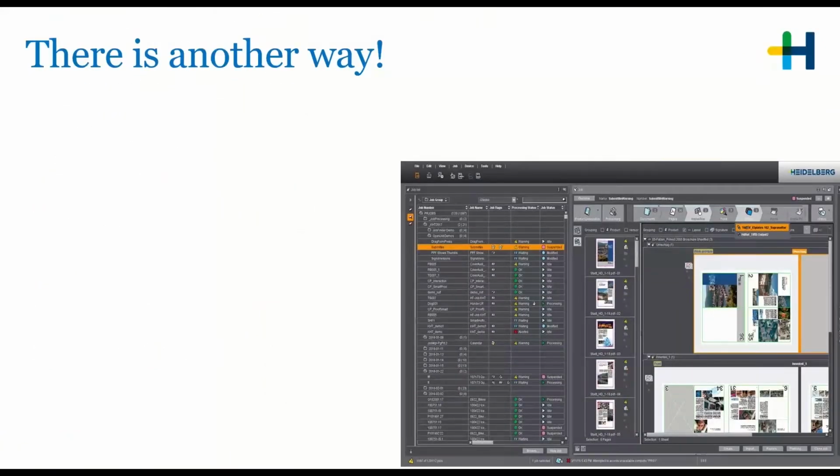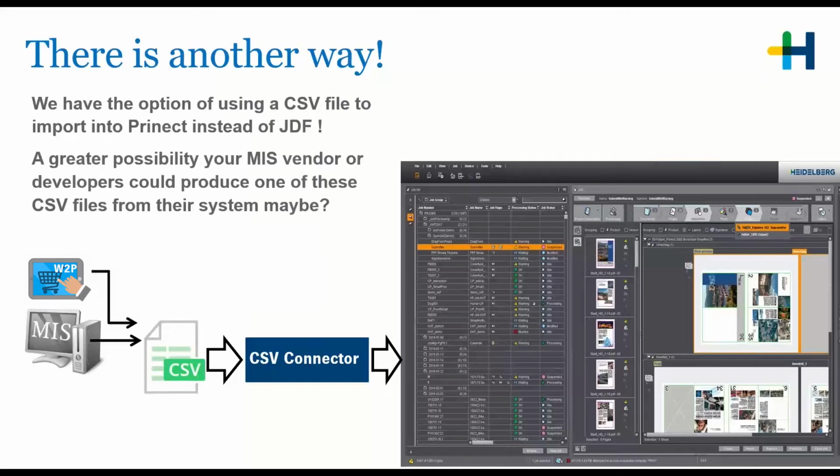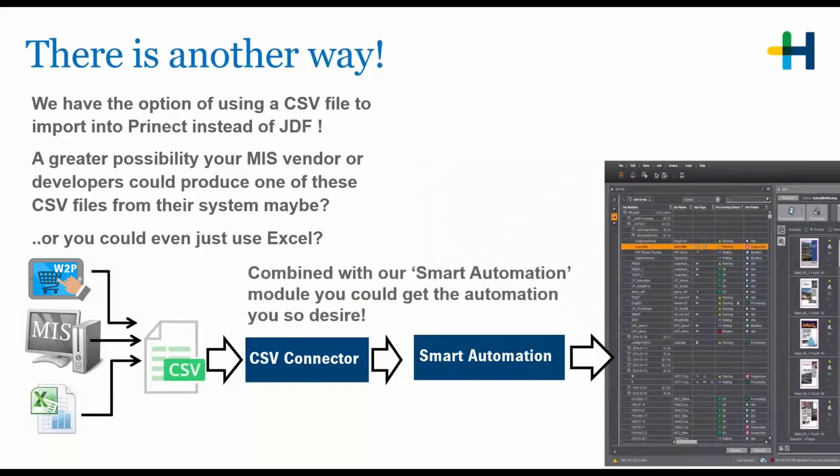Well, there is another way. We have the option of using a CSV file to import into Prinect instead of a JDF file. There's a greater possibility that your MIS vendor or your developers could probably produce one of these CSV files from their system maybe. Far easier than trying to develop JDF, which has taken some MIS vendors years to refine and perfect. You could even just use an Excel spreadsheet, which is something I'd like to show you today in a demonstration. And combined with our smart automation module, you could get the automation that you so desire within the workflow.